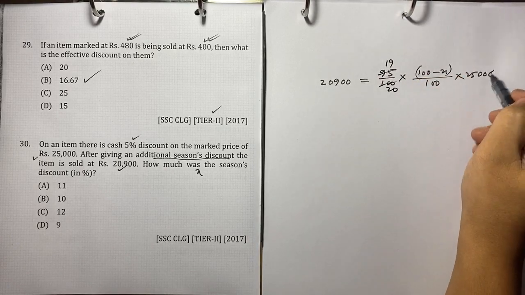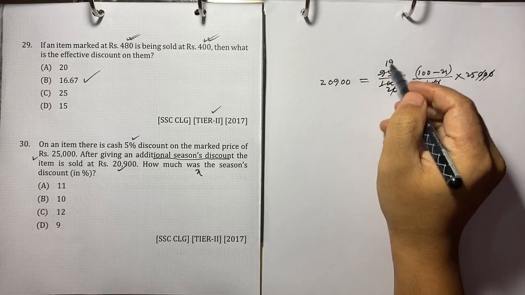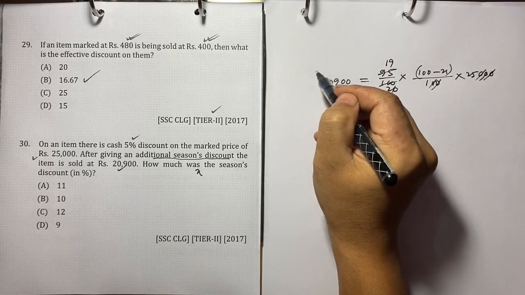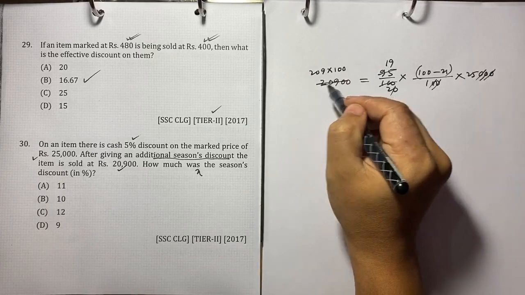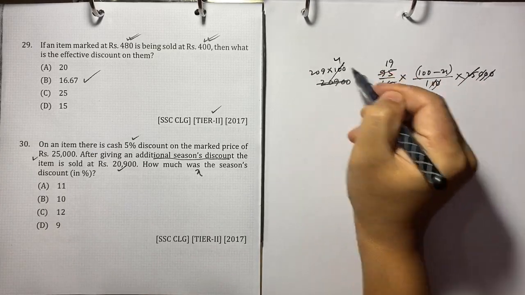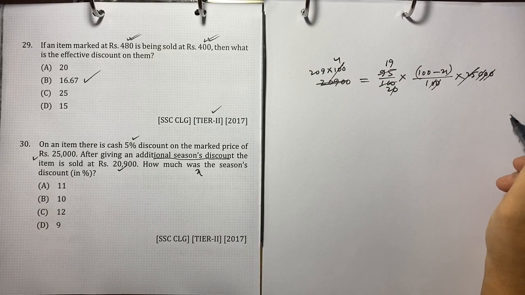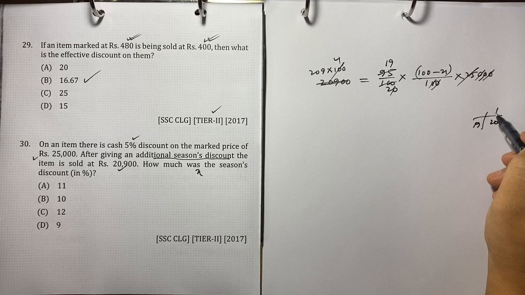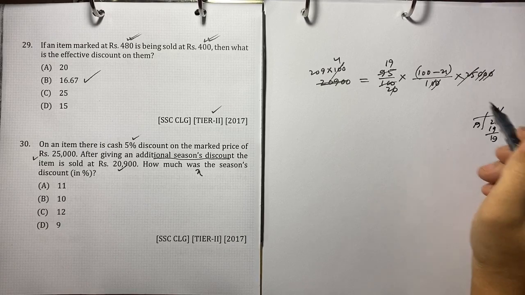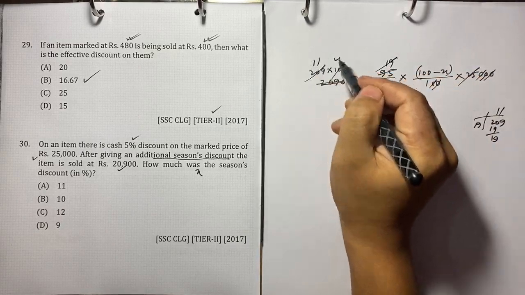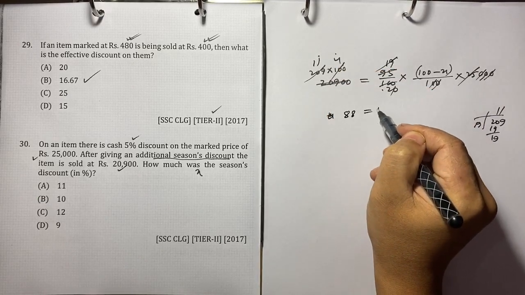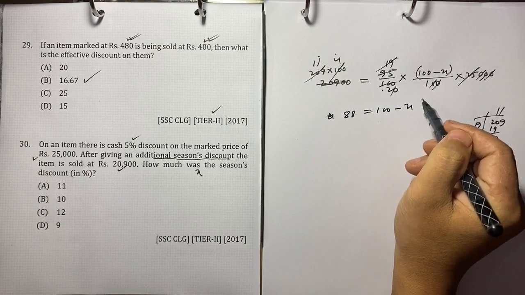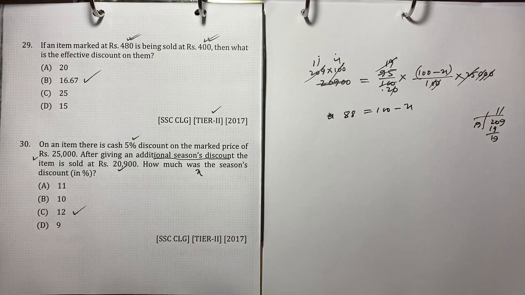So cancel 123, 123. So this is 209 into 100, calculation. Cancel, I will get 4. Cancel 18. 11 into 19 is 209. 19 into 1 is 19, 9, 11, so cancel 11, so I get 44. Then 2 into 44 is 88, equal to 100 minus X. X is 12, that will be the answer.